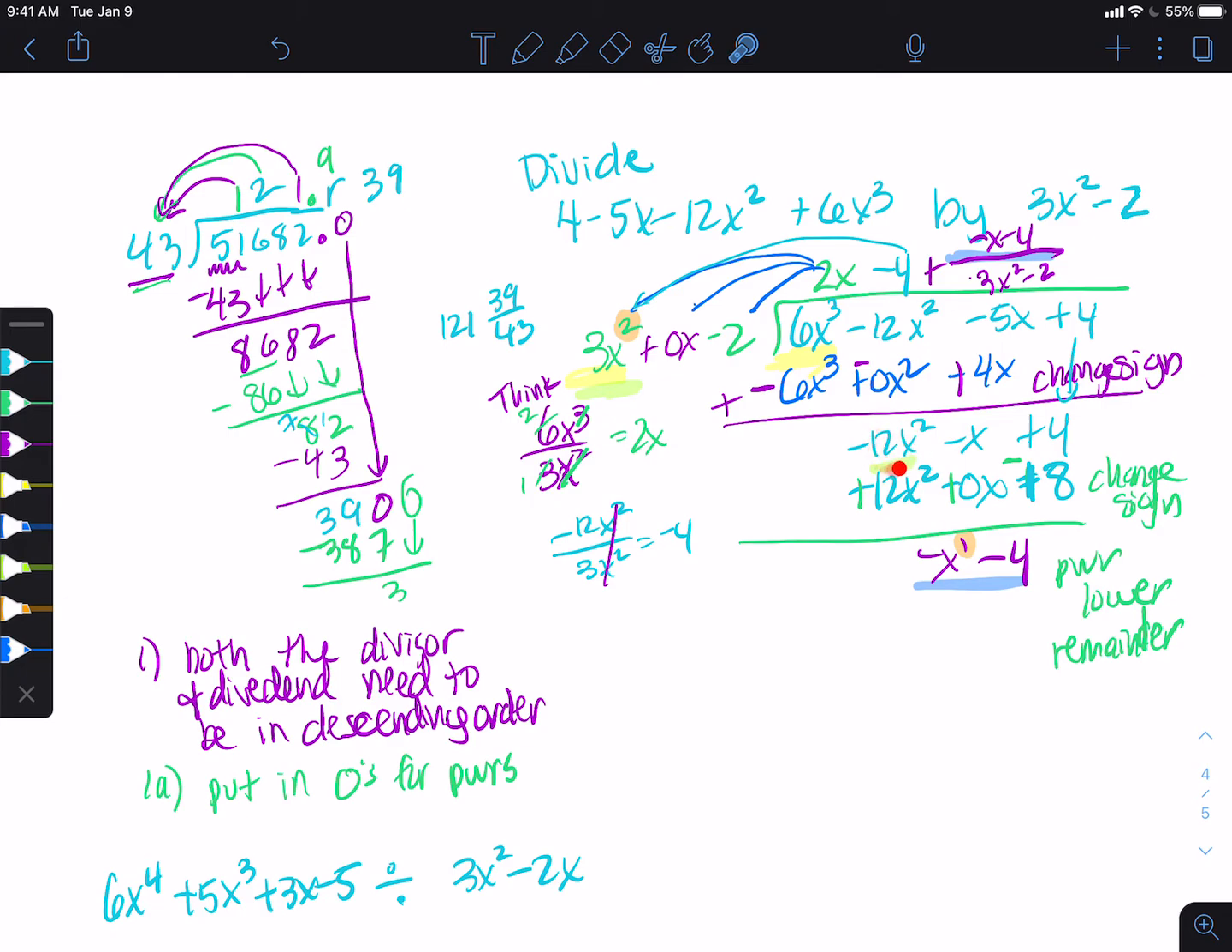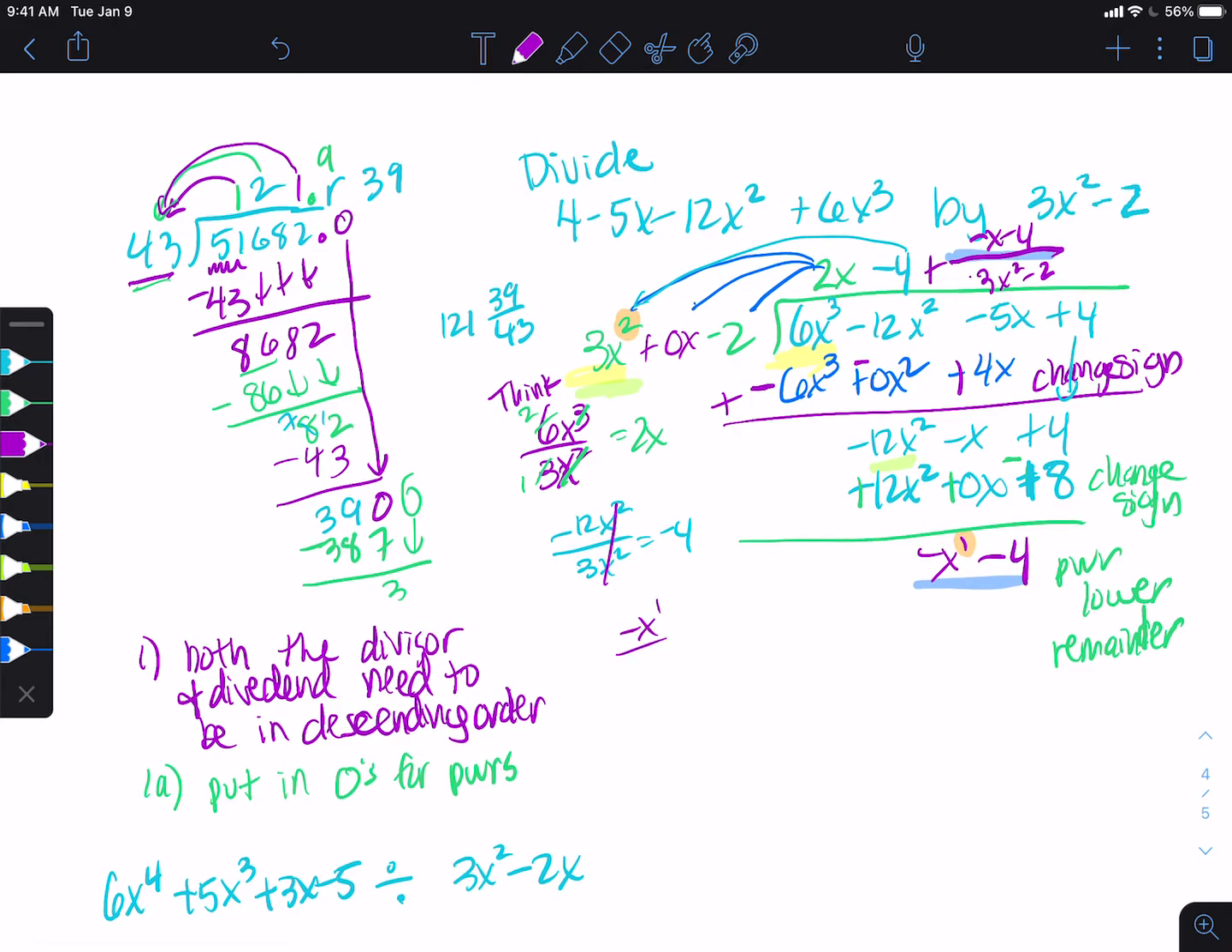So then I'm going to do first term divided by first term, which gives us negative 4. Put that up top, multiply all three, change the sign, add straight down. And then as you're going along, you're checking to see, is this power lower? Well, this power is lower. The other way that you might catch it if you just go on autopilot is if you do the first term divided by the first term.